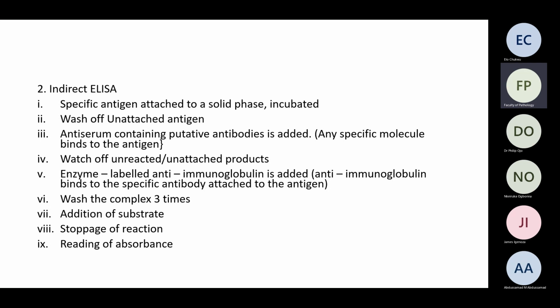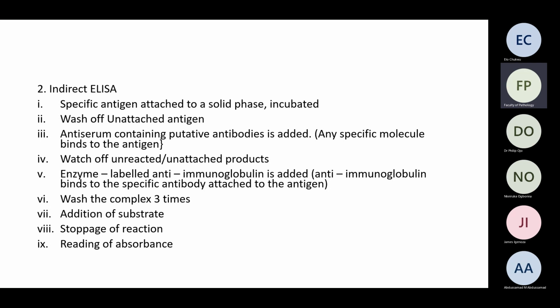So the first step is to add the antigen. The antigen will bind to the plate. You add the antigen and then incubate, and the antigen binds to the plate. Second step is to add your antiserum. Once you add your antiserum, the antibodies in the serum that are specific to that antigen will attach to the antigen. Thereafter, you can wash the plate, wash off the unattached products.